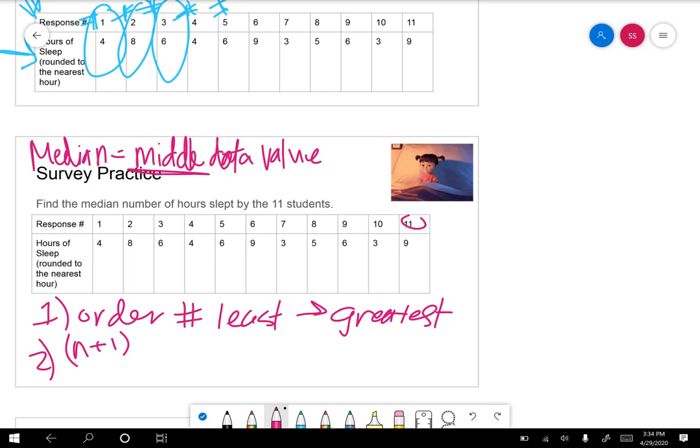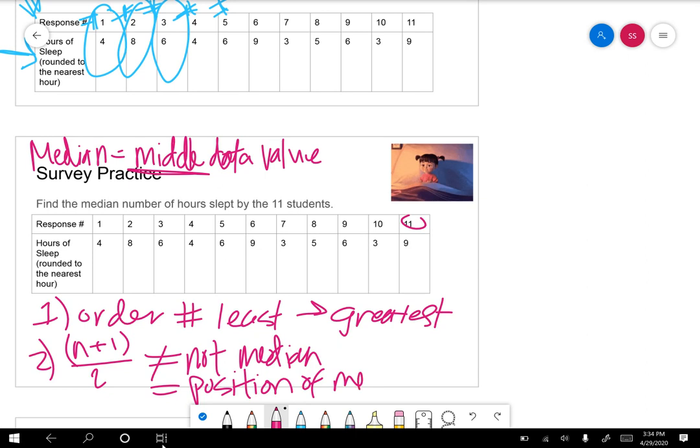So here we have 11 total. And then you divide it by 2. So this doesn't give you the actual value of the median, so not the median, but it does give you the position of the median in your order of least to greatest. Okay, that might not make sense yet, but don't worry, we will go over it.